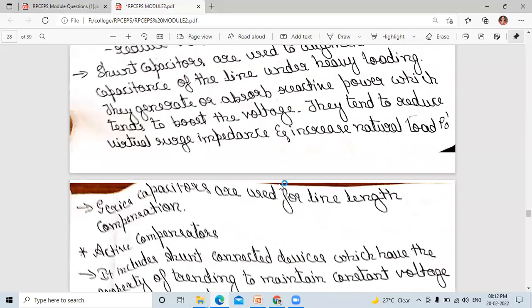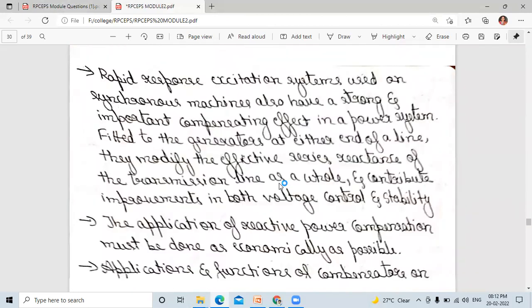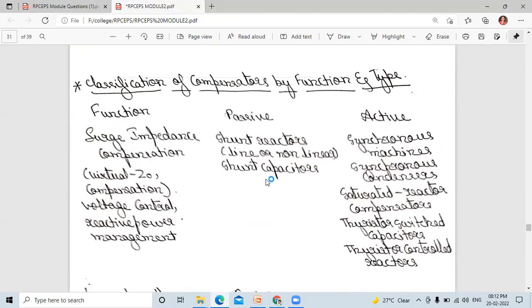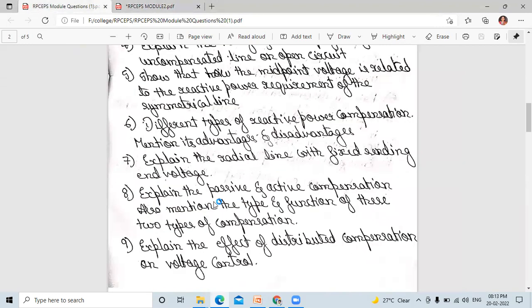The table is there, function. This classification of compensators by function and type, you need to mention. At least 3 marks will be allotted. If it is given for 10 marks, at least 3 marks or 2 marks will be allotted for this. Next, explain the effect of distributed compensation on voltage control.